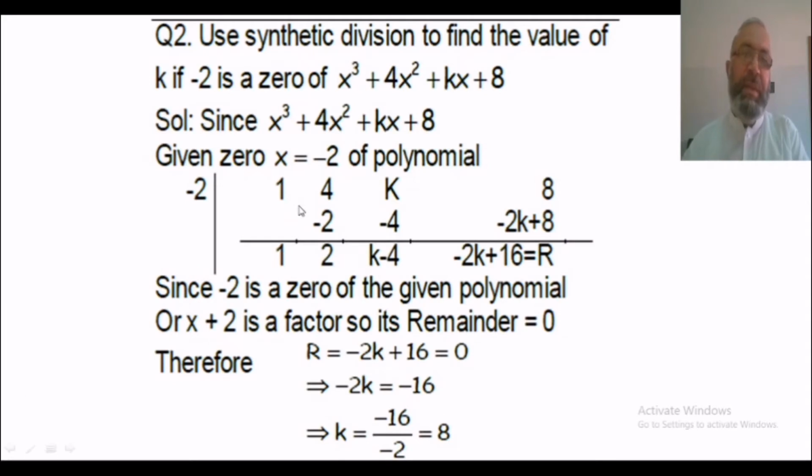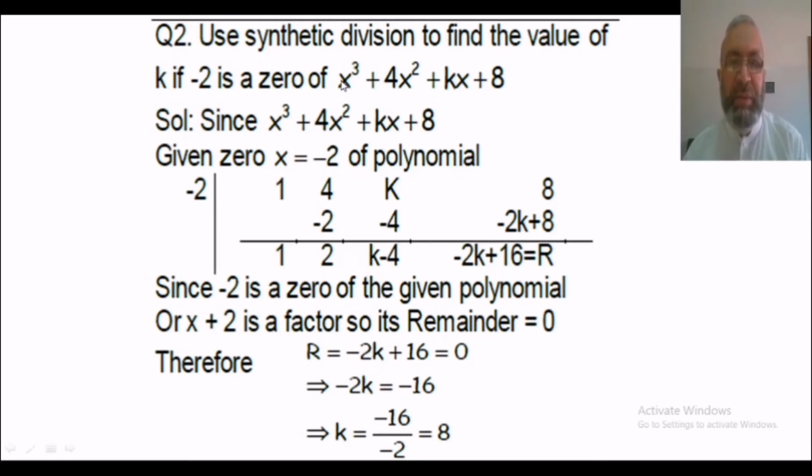Next, using synthetic division, question 2. Using synthetic division, find the value of k if −2 is a zero of this polynomial. Zero means −2 is a root, or a solution of this equation. So this is one root, and we will divide this expression by −2 by synthetic division.